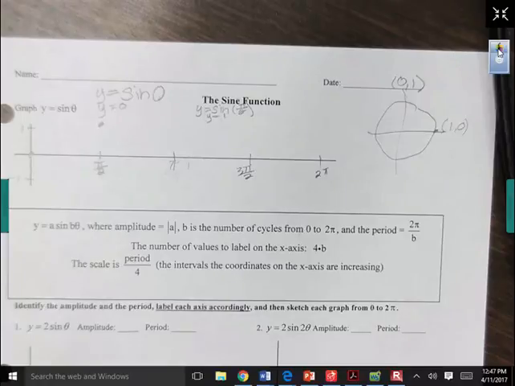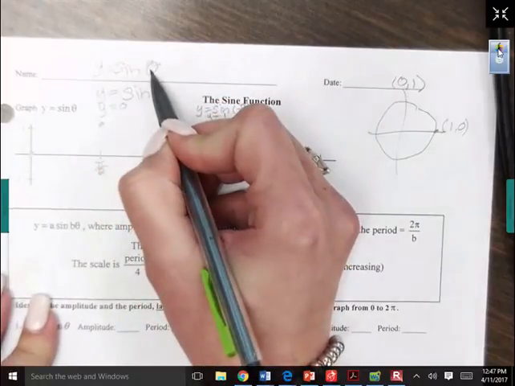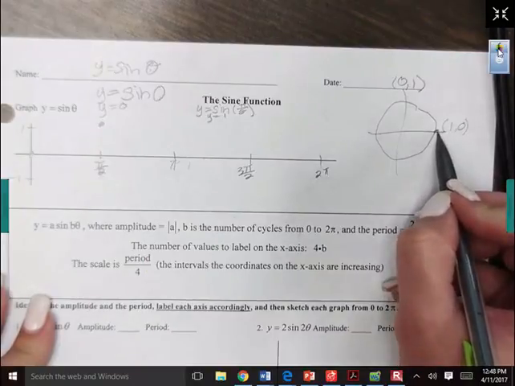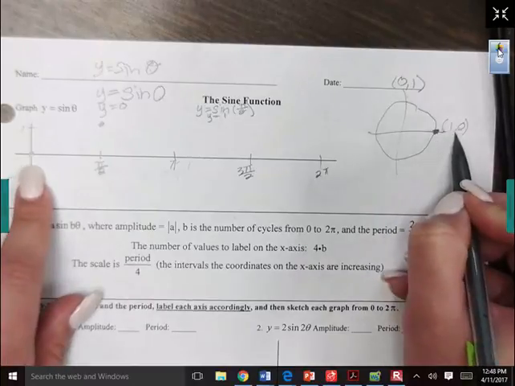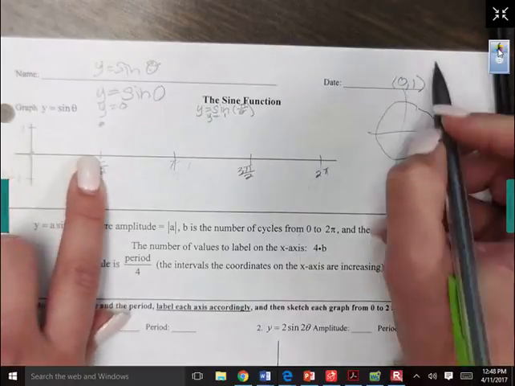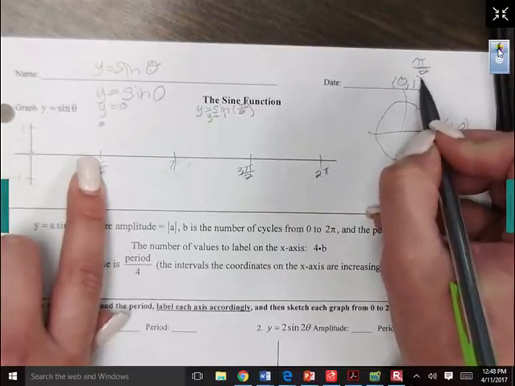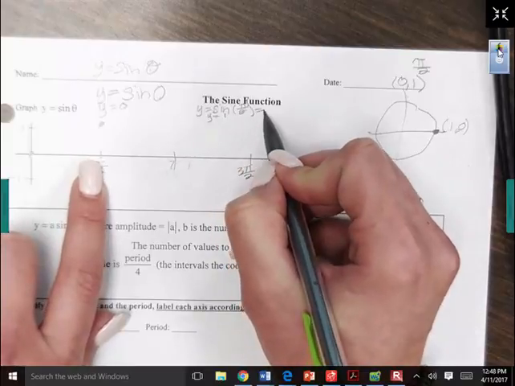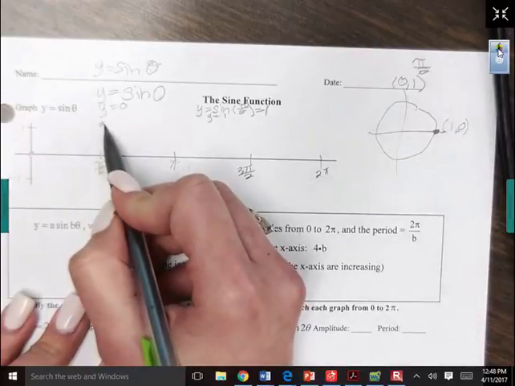So remember, this is y is equal to the sine of theta. Well, when theta is 0, when this is 0 degrees, then guess what? The sine is 0. So that's 0, 0. Now, remember that this is pi halves here. Our radians are pi halves here. So when x is pi halves, the sine of pi halves is equal to 1. So when x is pi halves, the y value is 1. Do you see that?